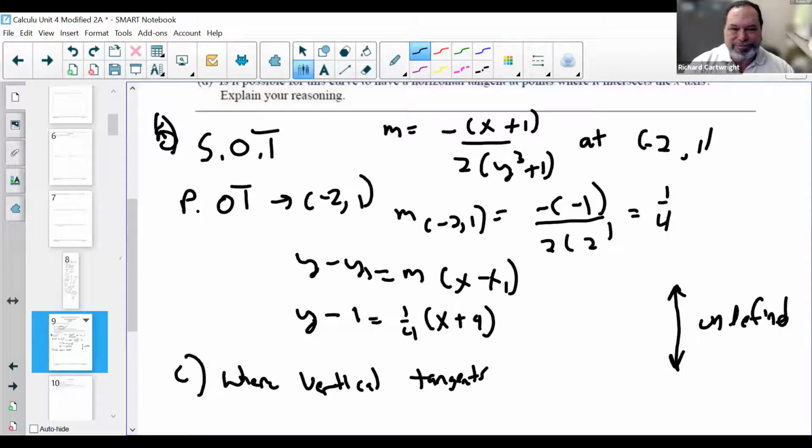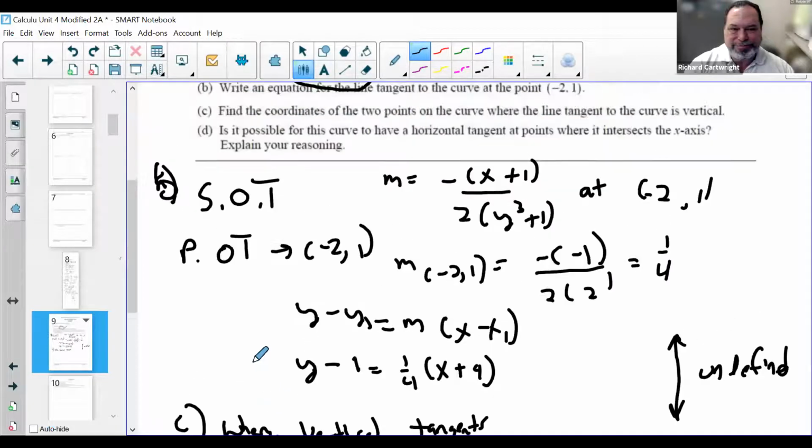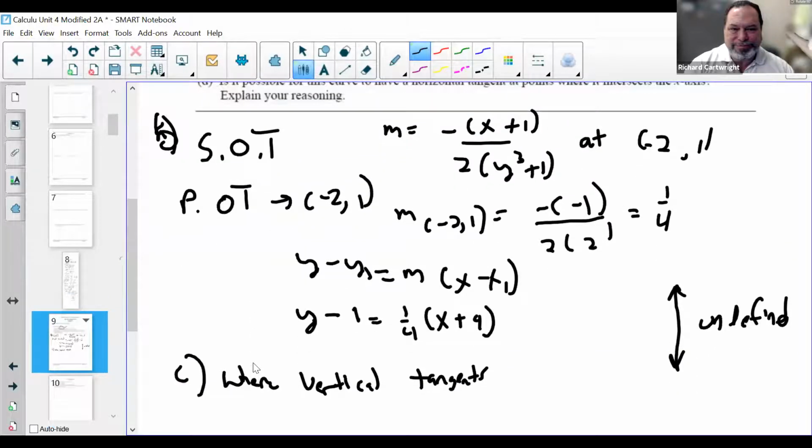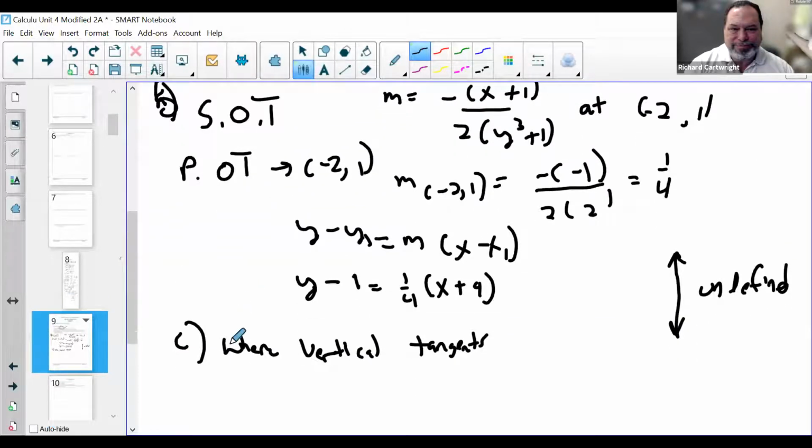So I may as well take my 2 times y cubed plus 1. I have it written right there as well. So this occurs at 2 times y cubed plus 1 set equal to 0. So you can make another note. You could say denominator of the derivative equals 0.